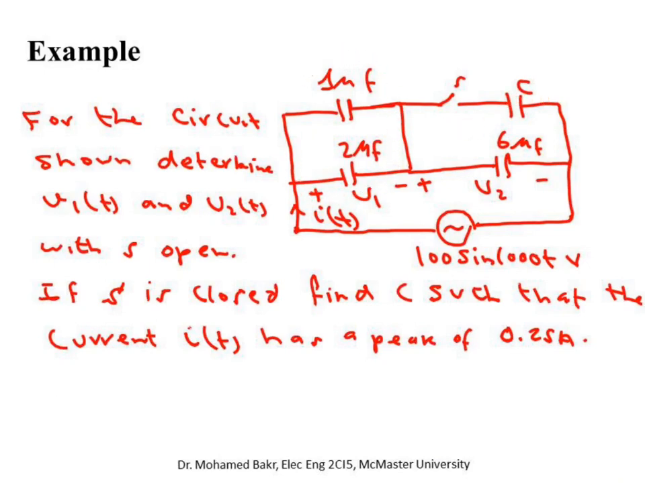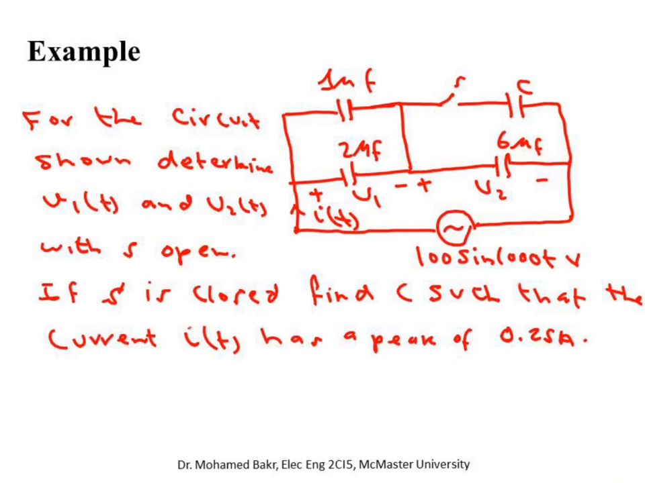So let's see what they're asking us for. They are saying we'd like first to determine V1 of t and V2 of t when the switch is open. So you have V1 is the voltage across these two, across 1 microfarad and 2 microfarad, and V2 is the voltage of 6 microfarad. And later they are saying if the switch is closed, we would like the current I of t, which is the current drawn from the source here, to have a peak value of 0.25 ampere.